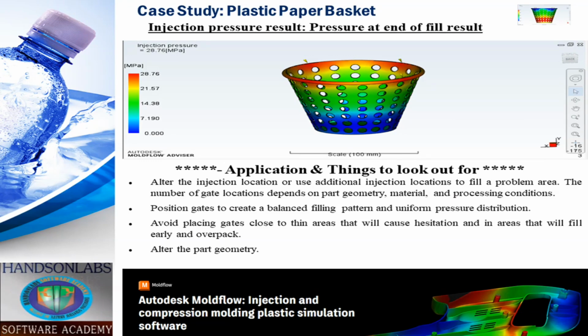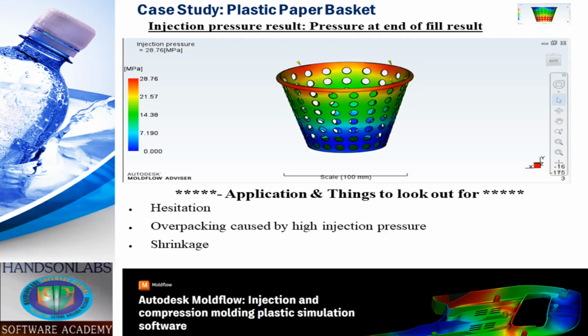Now, you could also do this, still under the injection pressure result, the pressure at end of fill. You can alter the injection location or use additional injection locations to fill a problem area. The number of gate locations depends on part geometry, material, and processing conditions, respectively. Another thing to note is to position gates to create a balanced filling pattern and uniform pressure distribution. Avoid placing gates close to thin areas, which will cause hesitation in areas that will fill early and overpack. Then finally, you can also alter the part geometry.